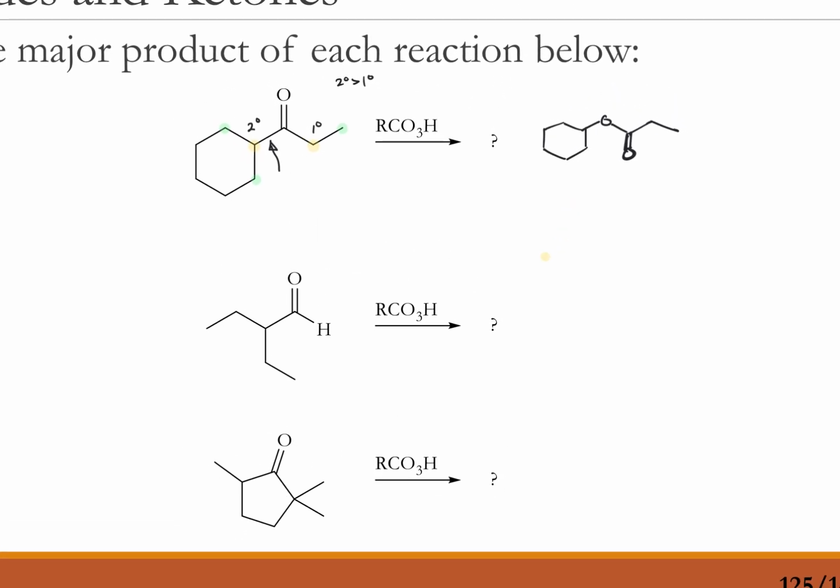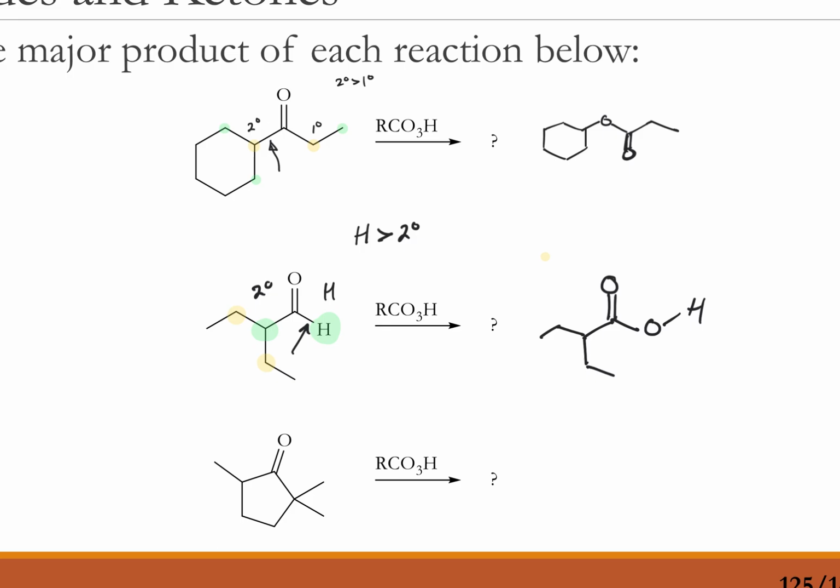For the middle reaction, we've got a hydrogen versus this carbon, and then that one is technically a secondary carbon versus a hydrogen, and hydrogens have the highest migratory aptitude, so the oxygen is going to place itself in between there and create a carboxylic acid, like that.